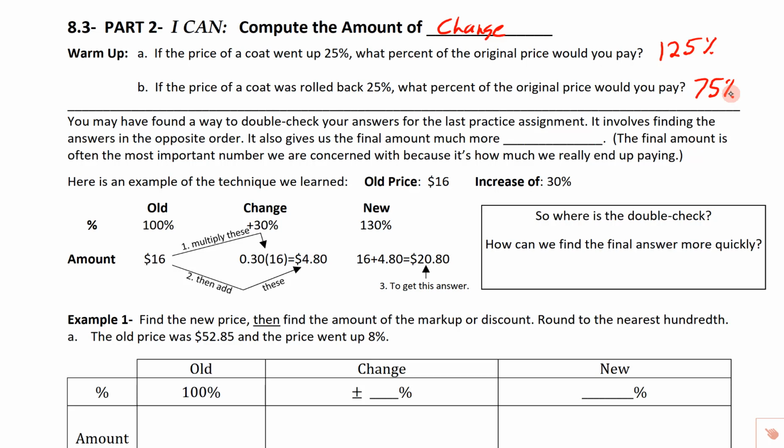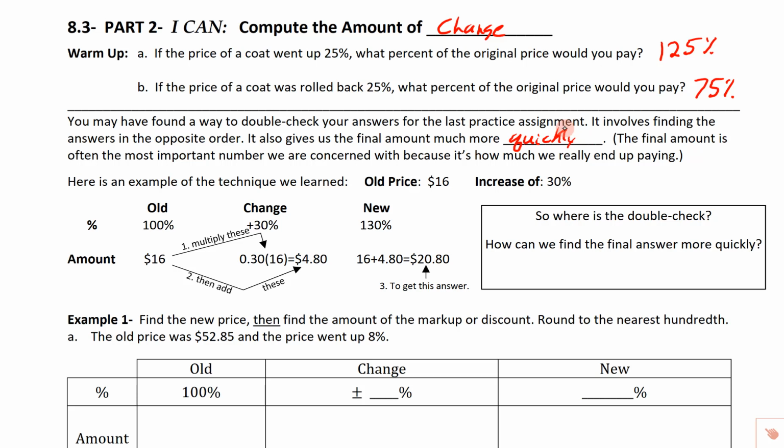Now, when we were doing these problems in part 1, you may have noticed that there's a way to double check your answers, get the answer in a slightly different way, and what it involves is finding the answer in kind of the opposite order. So it gives us the final amount much more quickly, and usually the final amount, what we actually end up paying, that's the most important number that we're concerned with anyway.